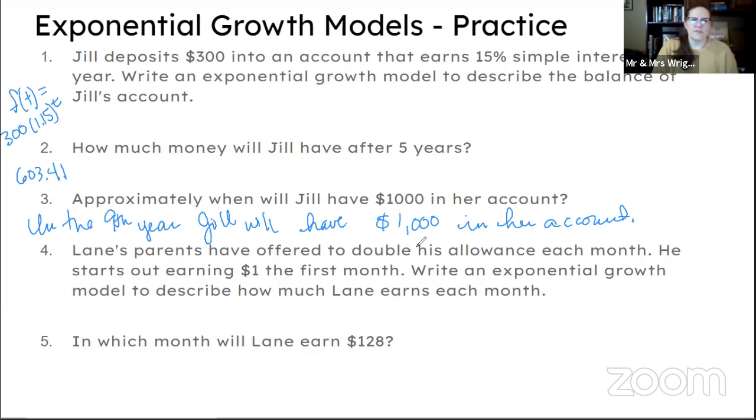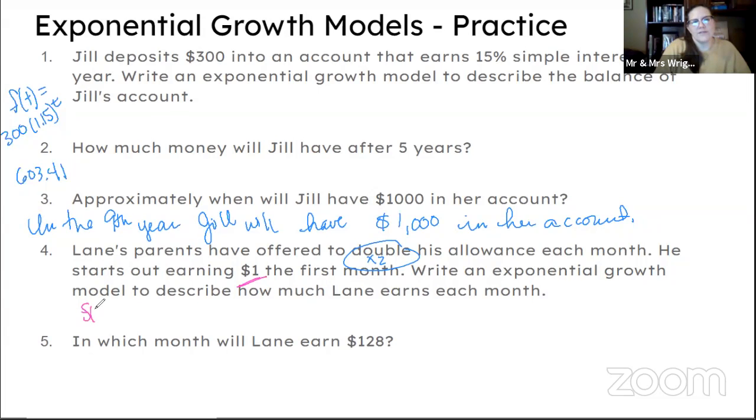Lane's parents have offered to double his allowance each month. Double, that's what? That's times 2, right? Double his allowance each month. That's important information. Let me go ahead and change my pen color here. Double his allowance each month. He starts earning $1 in the first month. Write an exponential growth model to describe how much he earns each month.